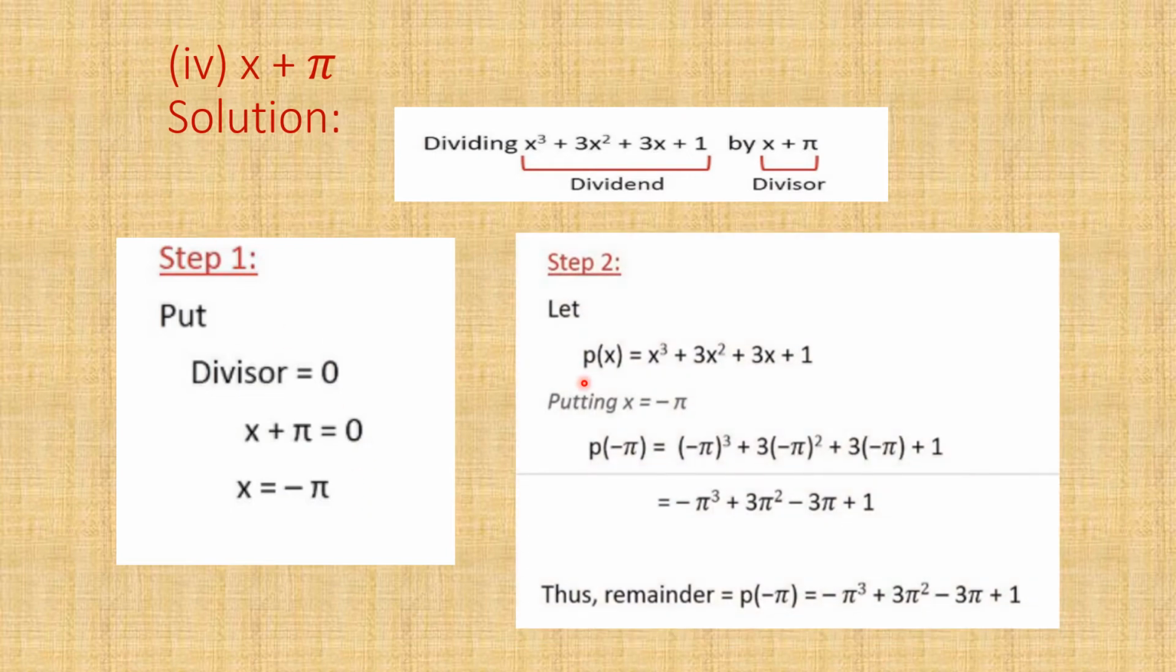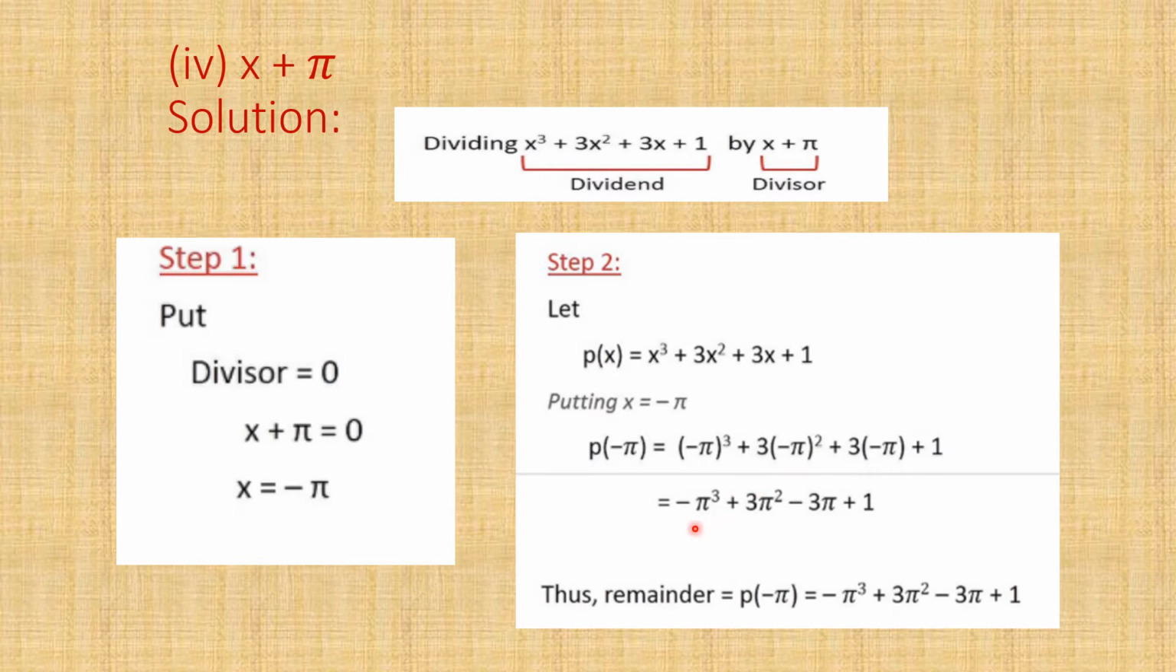Step 2, what do we do? We substitute the value of x in p of x. In the beginning itself we have taken this as p of x. So we substitute the value of x, which is minus pi. So p of minus pi is equal to minus pi cube plus 3 into minus pi square plus 3 into minus pi plus 1.